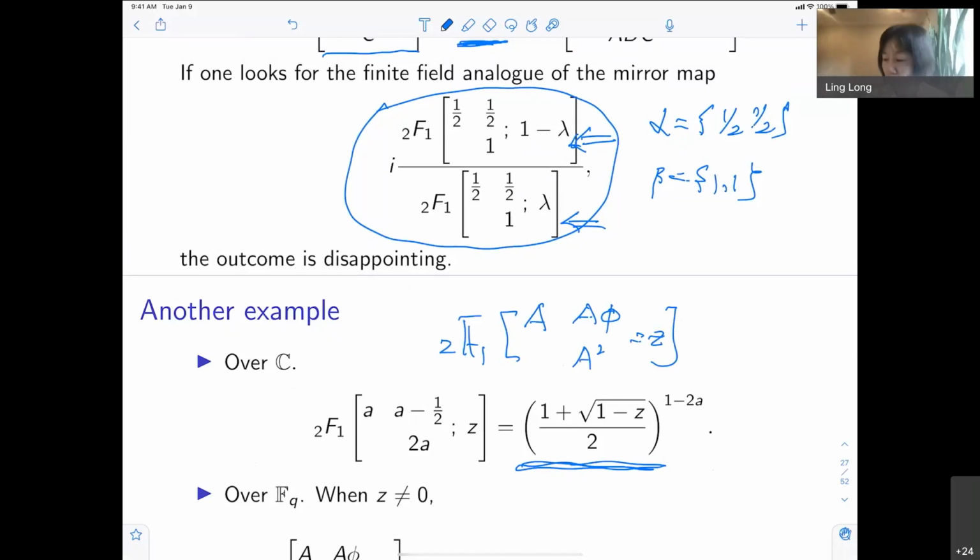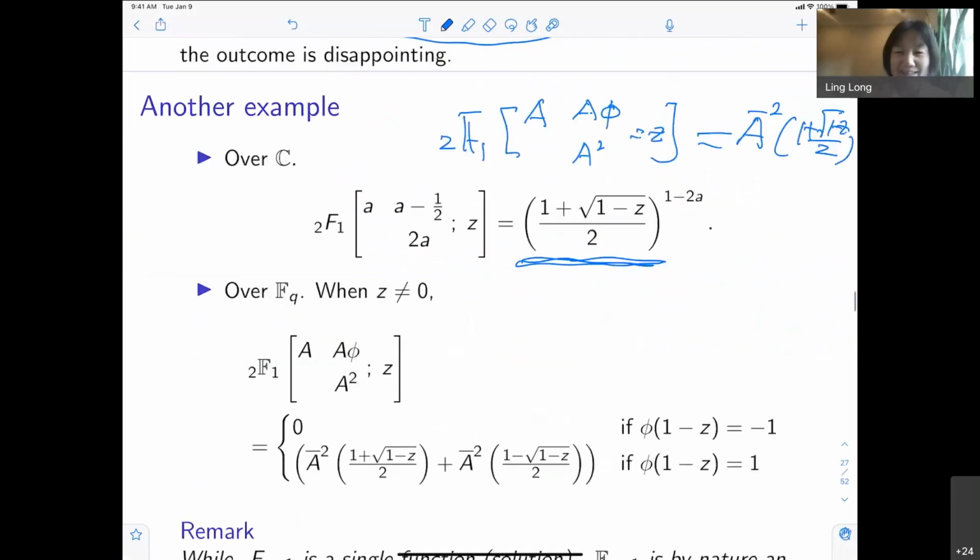So far, so good. Then the right-hand side, I will say this is going to be a, negative means bar, 2 means square, and then 1 plus the square root of 1 minus z, over 2. Then we'll say, how about they are the same? You might think, naturally, I might translate this formula in this way. And the answer is no, it's actually not that.